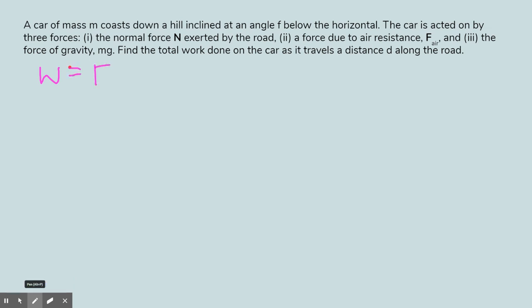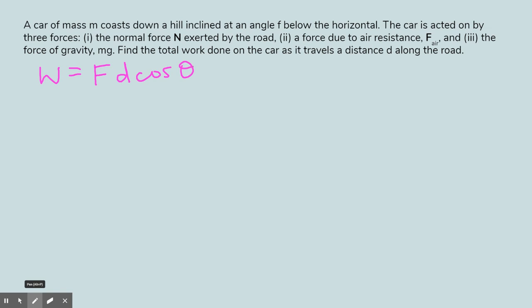equals the force times the distance times the cosine of theta. Okay, so we know that. This car is acted on by multiple forces. We have the normal force that's exerted by the road, we have a force that's due to air resistance, and we have the force of gravity. So we want to find the total work that's done on the car as it travels that distance.